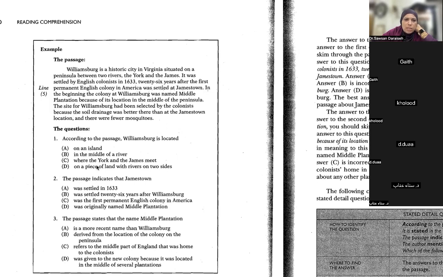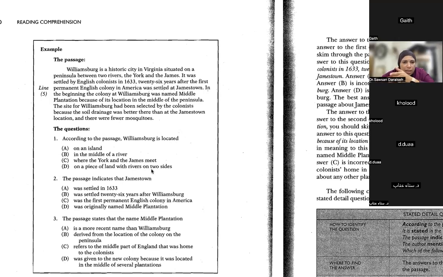Okay, let's answer the detailed questions here. According to the passage, Williamsburg is located where? Read. On an island? Island means a island, right? In the middle of a river, is that true? Where the York and the James meet, at the meeting point of these two rivers, on a piece of land with rivers on two sides. What did you understand?